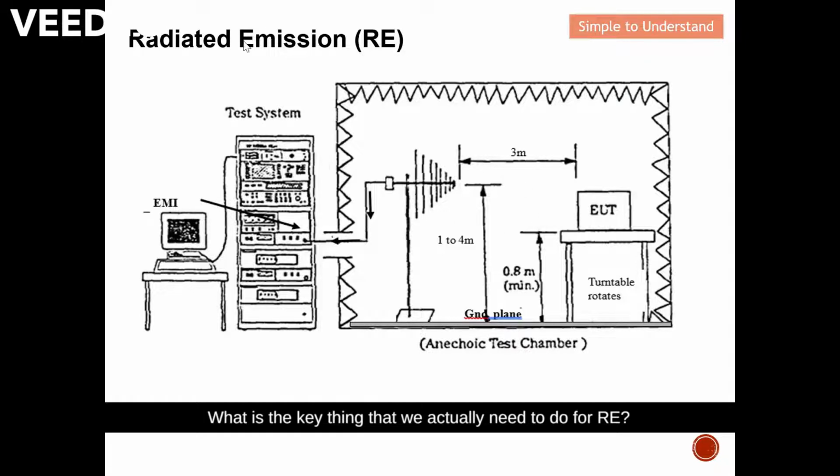So what is the key thing that we need to do for RE? For RE, we want to measure how much electromagnetic wave is released by your DUT. So let's say this device that you want to test releases electromagnetic wave. It is measured by this antenna. The antenna will feed the data to an EMI receiver, and after that, they feed the data to a computer. The computer will do some calculations, some analytics. From there, it quickly determines whether your device is compliant to the EMC test and measurement or not.